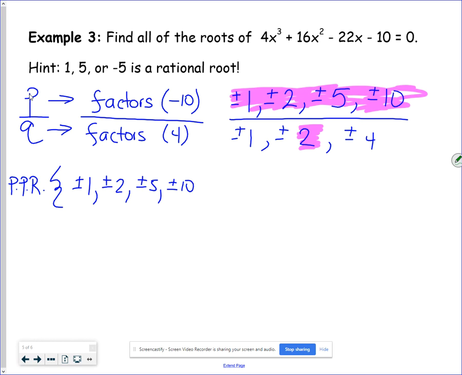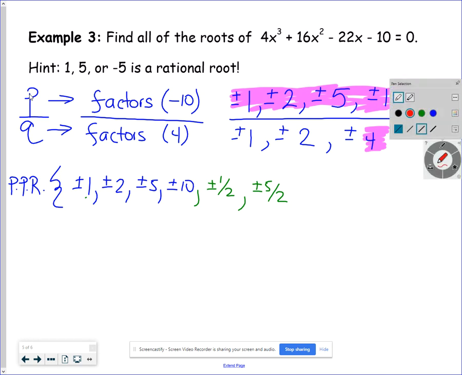1 over 2 is 1/2. That's not on my list, so let's add it to the list. 2 over 2 reduces down to 1. I already have that on my list right here. 5 over 2 is a new one, so let's add that to our list. And then 10 over 2 reduces down to 5. So the last thing we've got to do now is take them all and put them over the 4 and see if we get any new ones to add to our list.